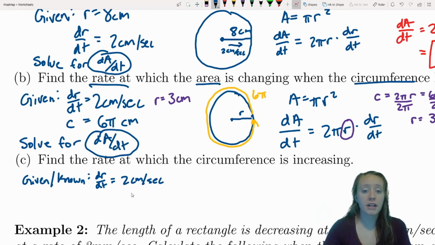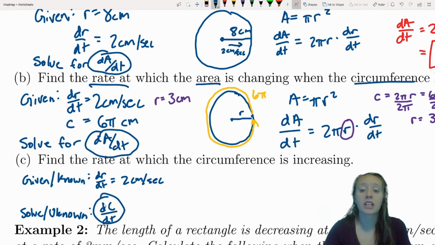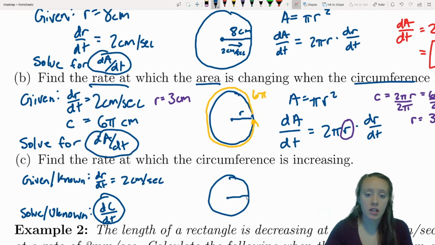But what am I trying to solve for? I'm trying to solve for the rate at which the circumference is increasing. So my circumference is what I'm trying to solve for. So solve for, my unknown, however you prefer to label this, is my dC dt, the rate at which that circumference is changing with respect to time. So if I was to draw out my picture, here's my radius r, which I don't know.